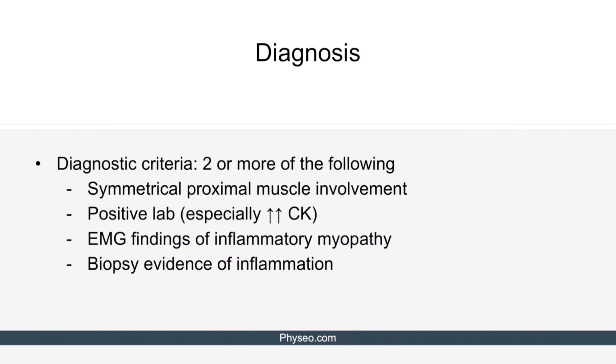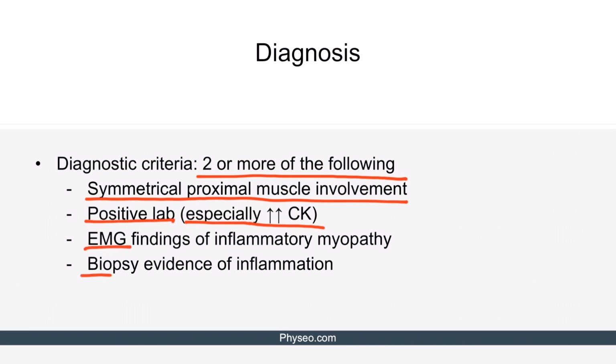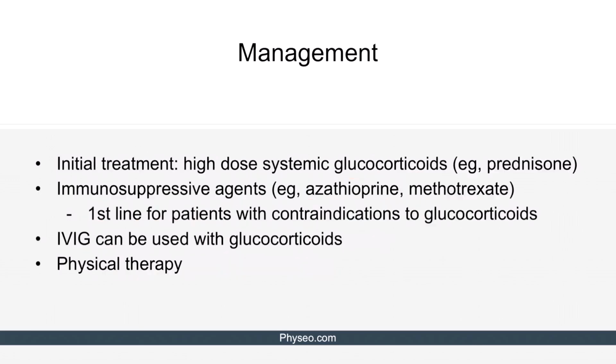To diagnose polymyositis, at least two of the following criteria should be present. These include the symmetrical proximal muscle involvement, positive laboratory findings, especially a markedly elevated serum creatine kinase, supportive EMG findings, and biopsy evidence of inflammation.